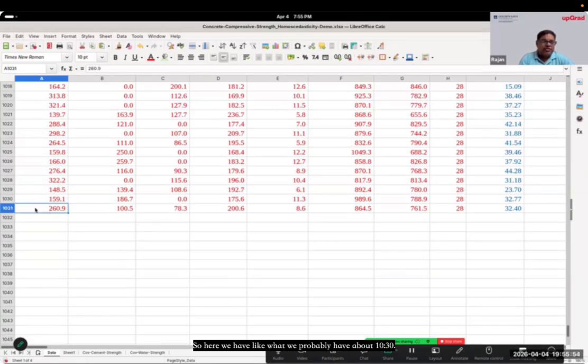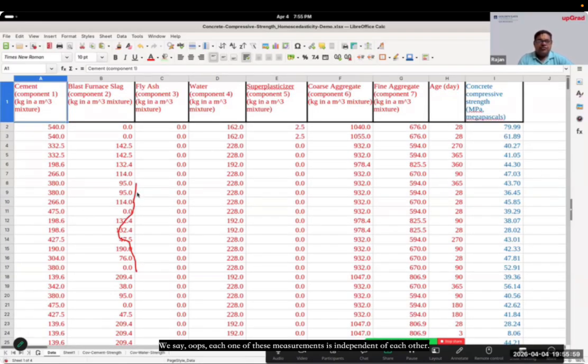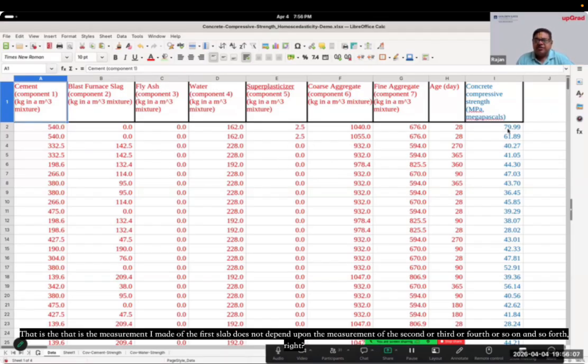That's what they want to know. 1030 members, and we say each one of these measurements predicts whether they will be interested in the supplemental health insurance or not. So I made the measurement on only the first two states. Is the measurement on the first independent of each other? That is, whether the first is interested does not depend upon the measurement of the second or third or fourth and so on.